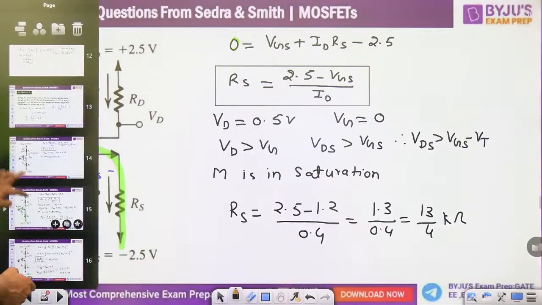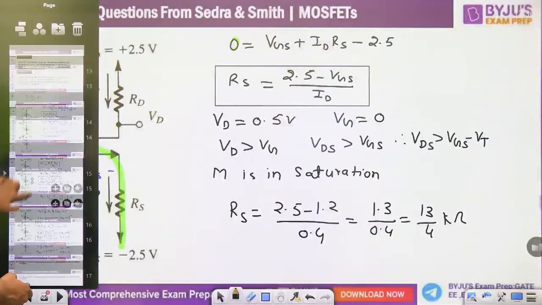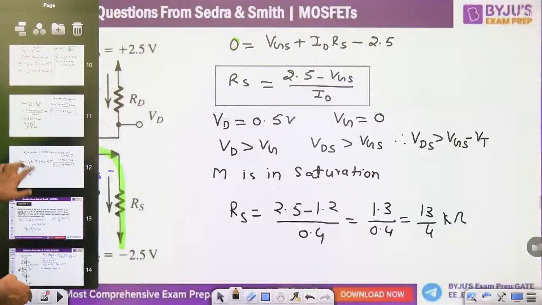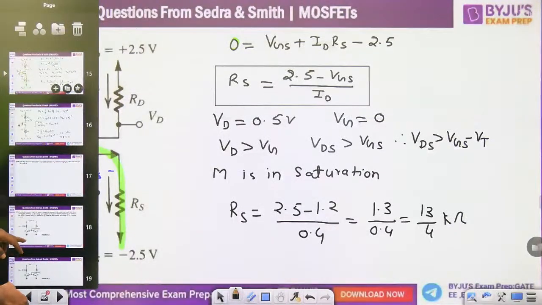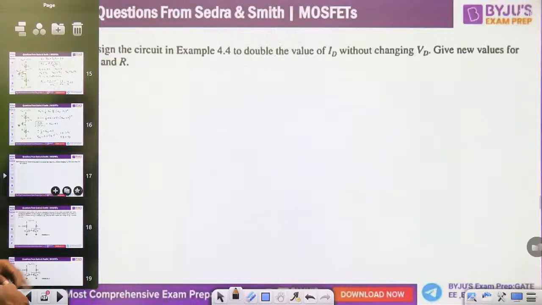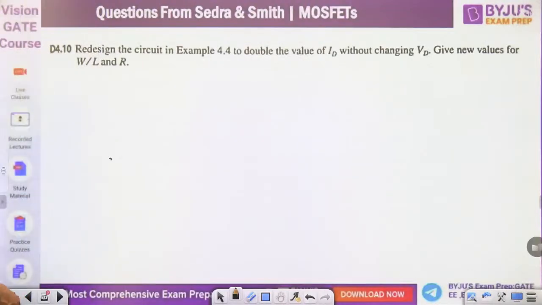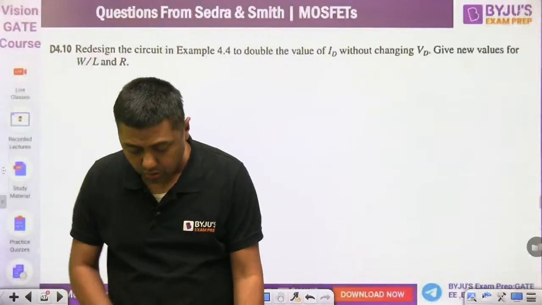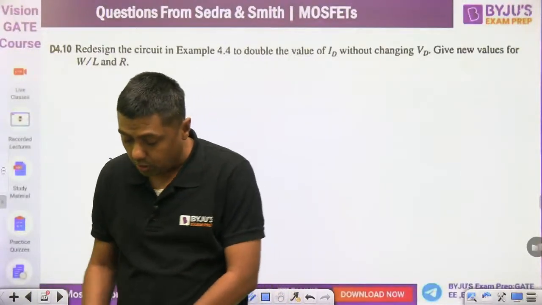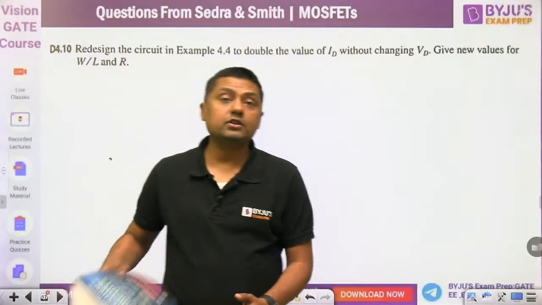Okay. Now this is another question from the standard textbook. Redesign the circuit in example 4.4 to double the value of ID without changing the VD. Give new values for W by L and R. That is the question. I have the textbook. Now I am going to give you the page number also. I think you all have this textbook.